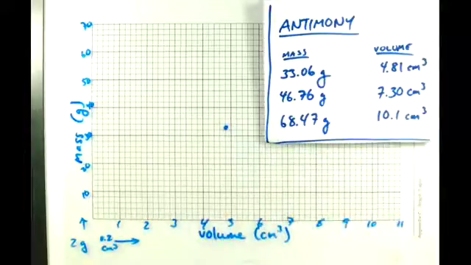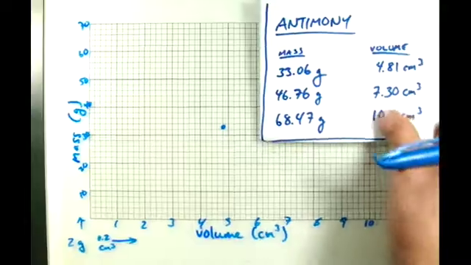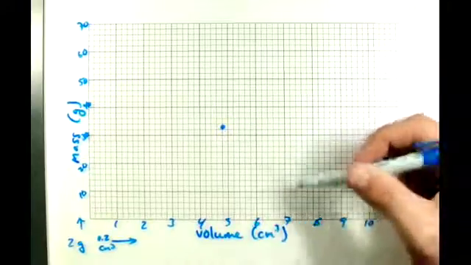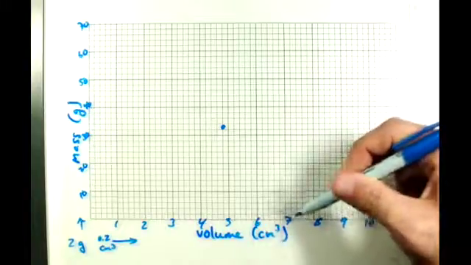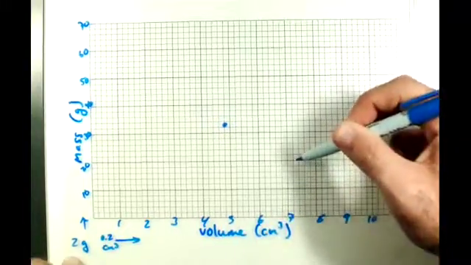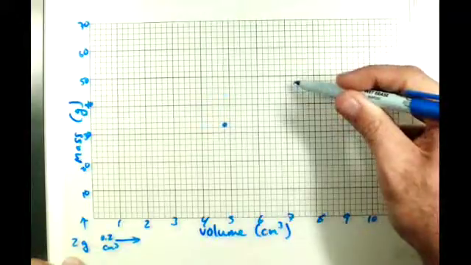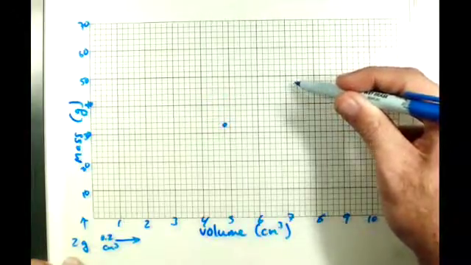My second one, and I'm going to need to move the sheet now to do this, is 7.30 cubic centimeters and 46.76 grams. So here we go, 7.30, working our way up to 46.76 grams, which will be up here very close to 48.